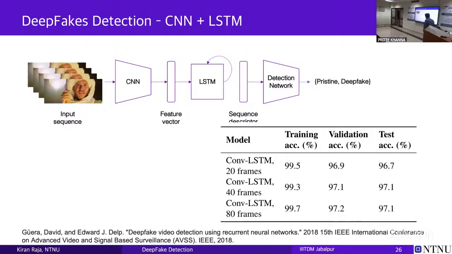And then here they also showed that if you use just 20 frames, your test accuracy is around 96%. But if you use more number of frames, then the accuracy improves. For the 80 frames, it becomes 97.1, right? So the more number of frames you have, the better the system becomes.